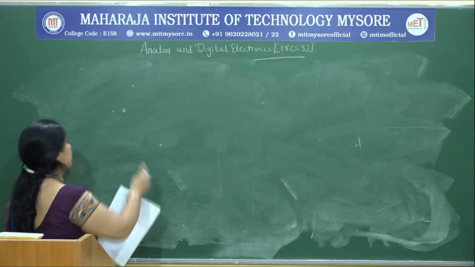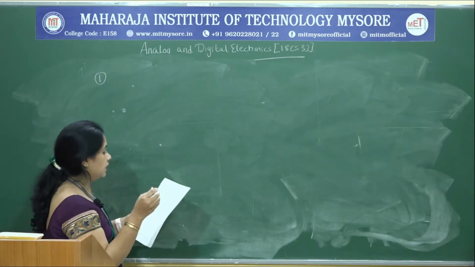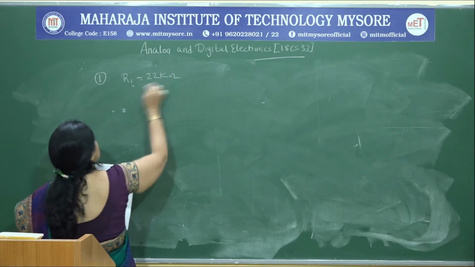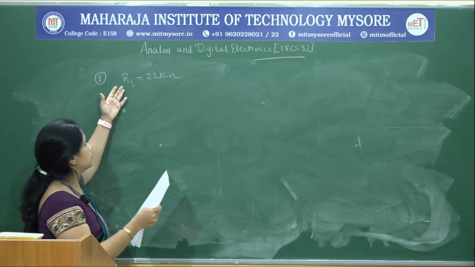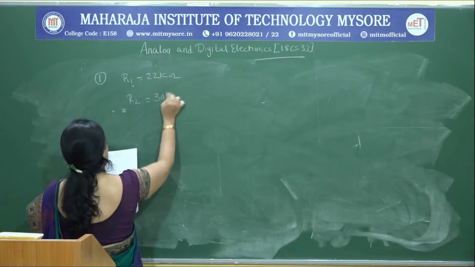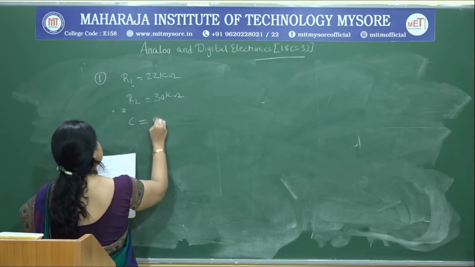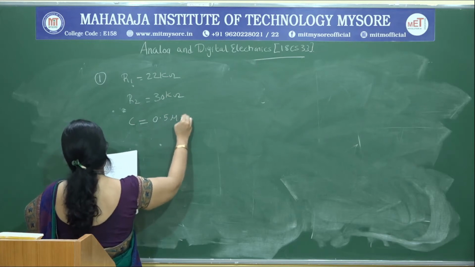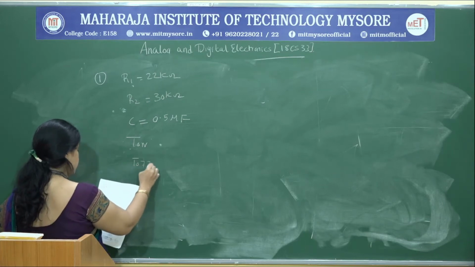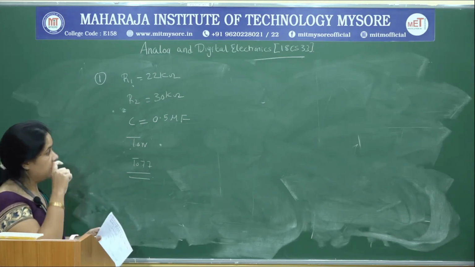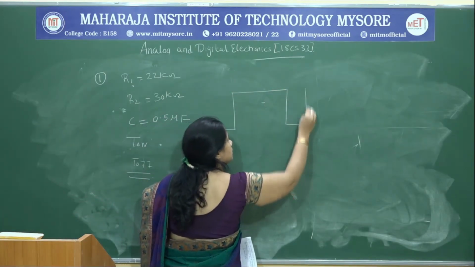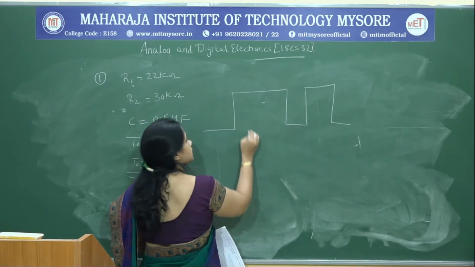So, for an astable multivibrator, the given problem is: R1 is 22 kilo ohm. He has used different designations, it is referring to RA here, and R2 is 30 kilo ohms, and the external capacitance used is 0.5 microfarad. He is asking you to find the on period and off period of the astable multivibrator, and you are aware the on time and off time is something like this.